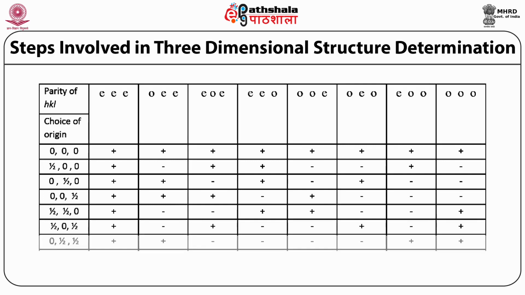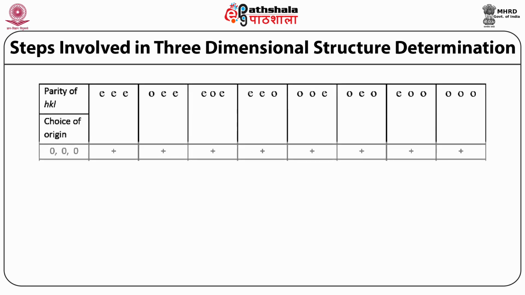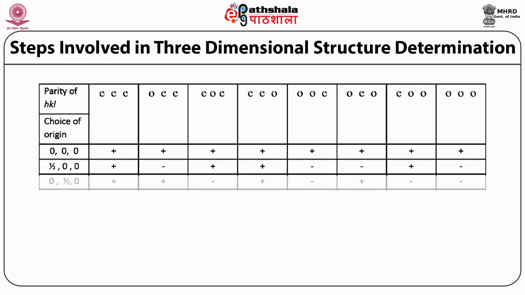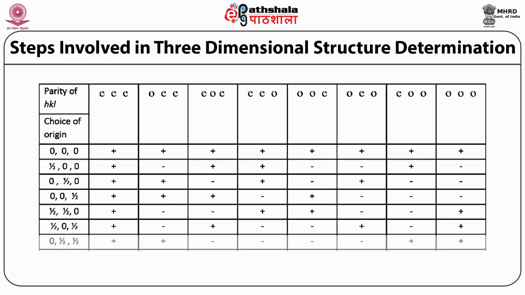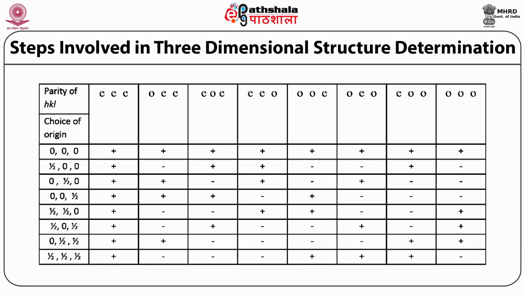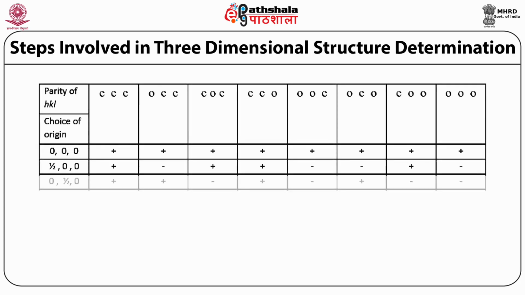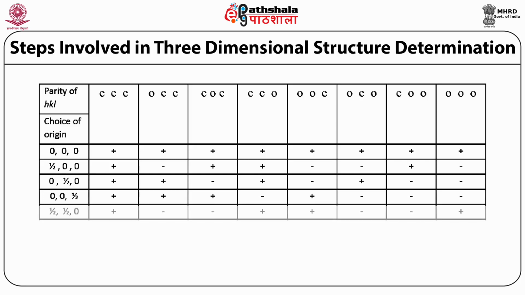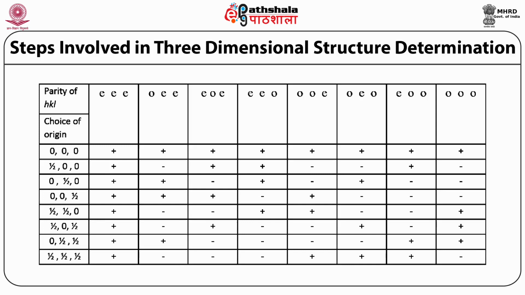Now you can take another reflection belonging to odd, even parity. Now if you see, for 0, 0, 0 origin, both the reflections are plus. When you go to 0, half, 0, again both reflections are plus. 0, 0, half, again both are plus. Half, half, 0 origin, again plus. So now the signs of these 2 reflections are plus, not only for 0, 0, 0 origin, but also for 3 more origins, which means that ambiguity is 4 now. Of course, we have reduced the ambiguity from 8 to 4.